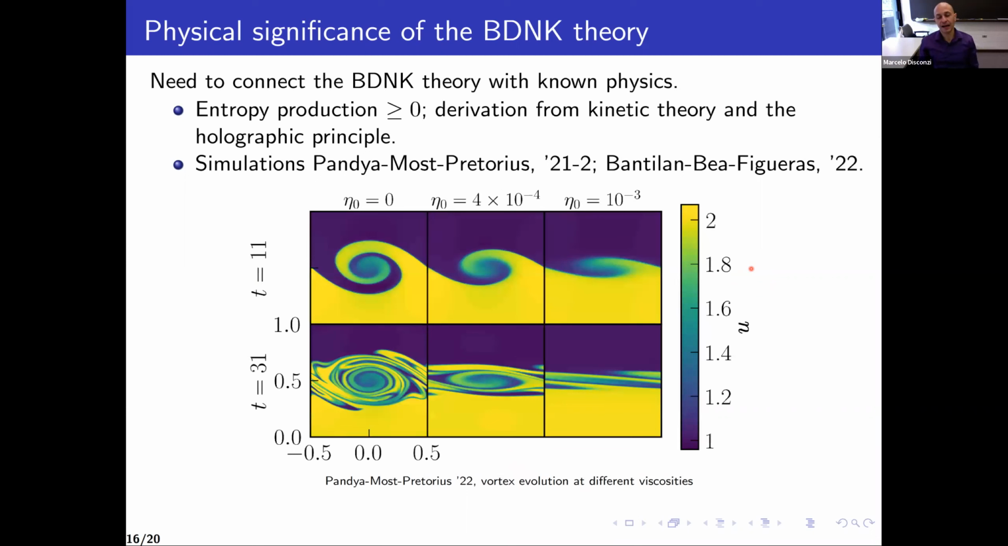So here is now a two-dimensional simulation of a conformal fluid by Pandya, Most, and Pretorius. So what they did, they considered the evolution of a Kelvin-Helmholtz unstable initial condition. So here the first column is actually the case without viscosity. So what we have is just the formation of vortices, as you would expect if you have a Kelvin-Helmholtz unstable initial condition. And then when you start increasing viscosity, those are the other columns, basically viscosity shears away these vortices, which is more or less what your intuition would expect that viscosity should be doing.